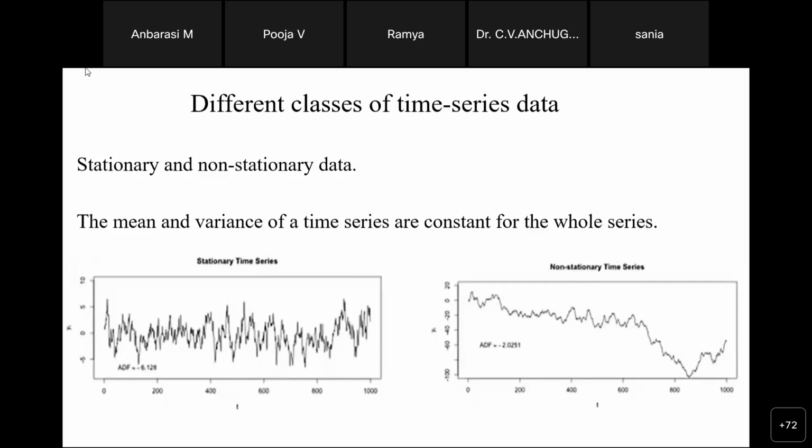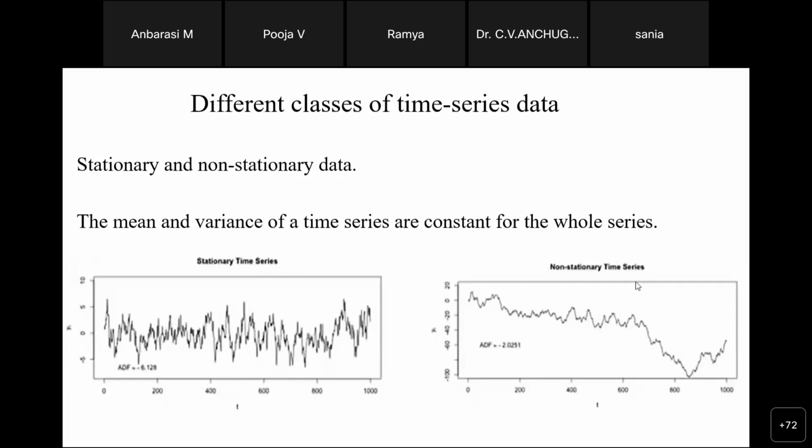Here, for stationary data, the mean and the variance of the time series will always be constant for the whole data set, for the whole series. You can have n number of values, but for all the values, the mean and the variance will be the same. It will be fixed; you cannot see any difference. So that is what we call stationary data.